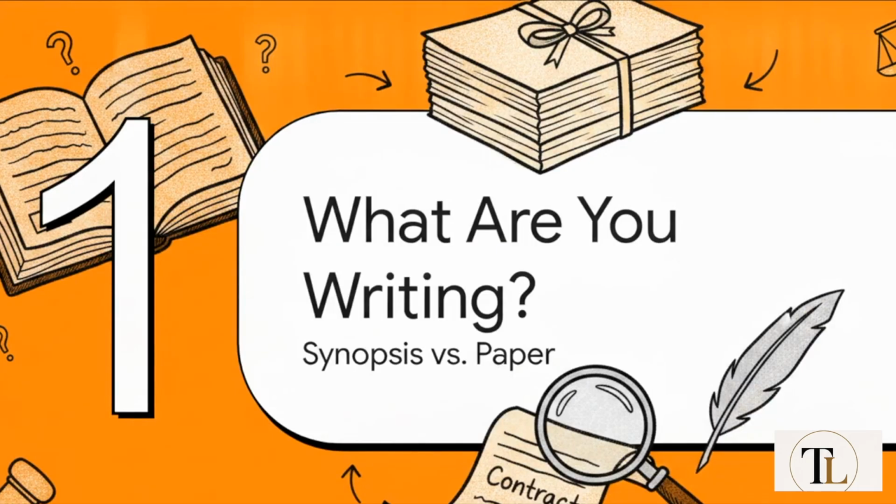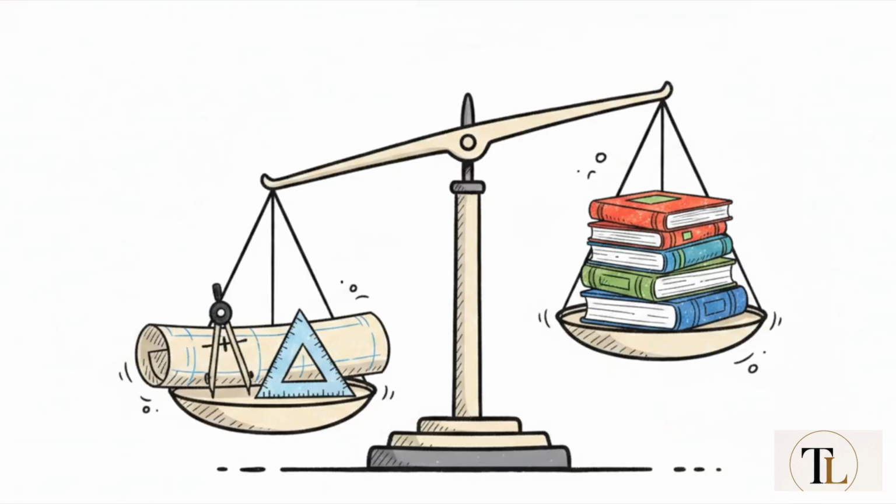All right, phase 1, know what you are writing. We really need to start with the absolute baseline here, which is understanding exactly what kind of document you're actually supposed to produce. This perfectly highlights the biggest trap students fall into. We tend to throw around terms like research paper, project, and synopsis super loosely, but they are absolutely not the same thing. A synopsis is just your proposal.